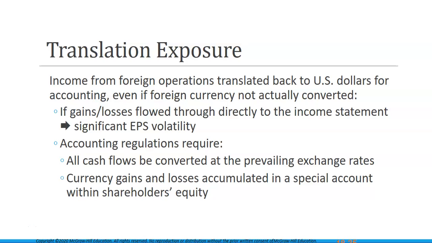If they flow through the income statement, then we would have huge earnings per share volatility. So we know that investors don't like to see their earnings per share change like that. So for accounting regulations, FASB passed a rule in 1985 that allows for cash flows to be converted at the prevailing exchange rates and those currency gains and losses to be accumulated in a special account within shareholders' equity, so that it doesn't show up on the income statement and affect the net income that is used for earnings per share calculations.